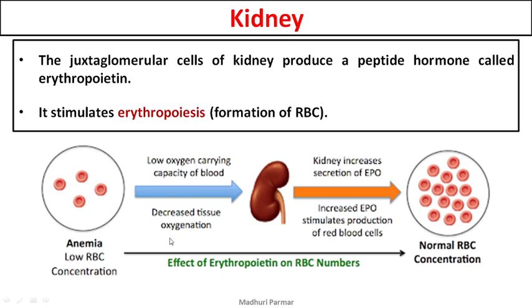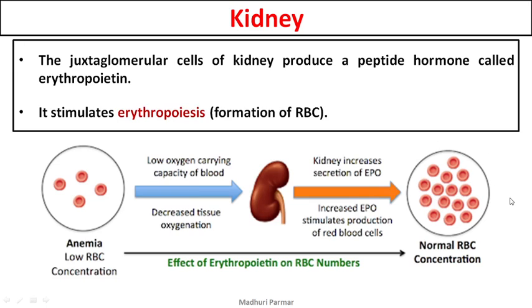Now what happens is, if the person has anemia or there is a low number of RBCs, this will be sensed by your kidney. The kidney will start synthesizing EPO. EPO is short form for erythropoietin. And erythropoietin goes to the bone marrow and causes increased production of RBC. Clear? So this is a hormone which takes care of your RBC count.